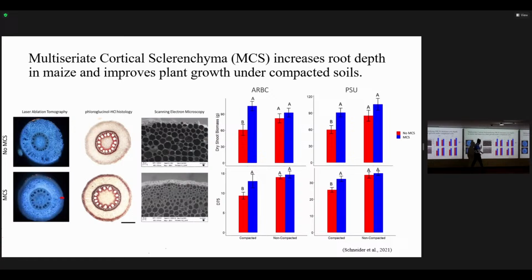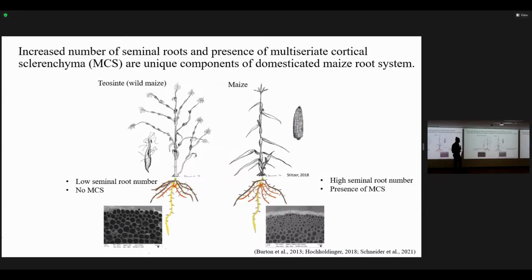So in 2021, they tested what would be the case if they test maize lines with and without MCS under compacted soil conditions. For example, here we have compacted soils, non-compacted soils. And first of all, they observe that the roots from MCS lines, which are in blue, develop deeper root systems. And under compacted soils, they show a higher biomass in two different fields. So MCS is a cortical trait that increases the strength of the root and increases the plant performance under compacted soil conditions.